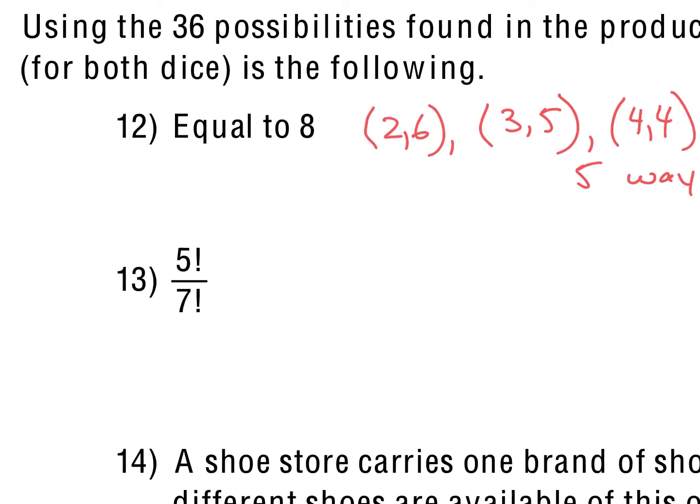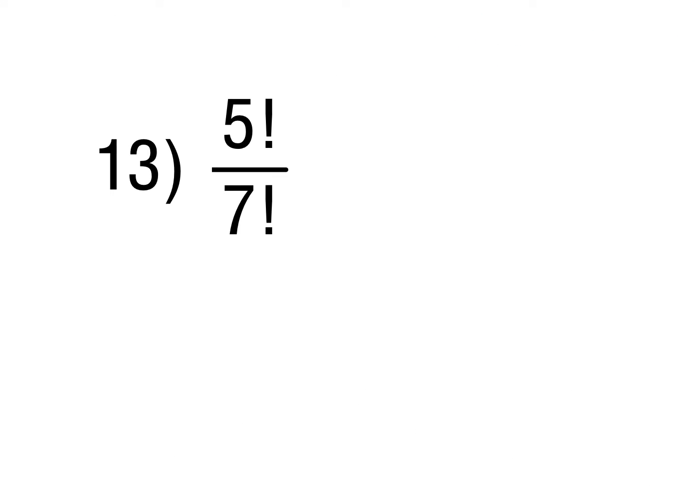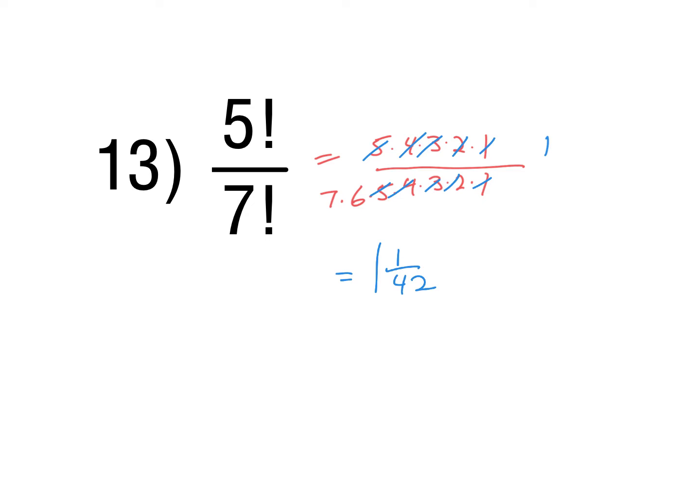The next problem, we have 5 factorial divided by 7 factorial. So simplifying this, 5 factorial is equal to 5 times 4 times 3 times 2 times 1. 7 factorial is 7 times 6 times 5 times 4 times 3 times 2 times 1. So all of these factors are going to cancel. We're just going to have 1 over 7 times 6. So that's 1 over 42.